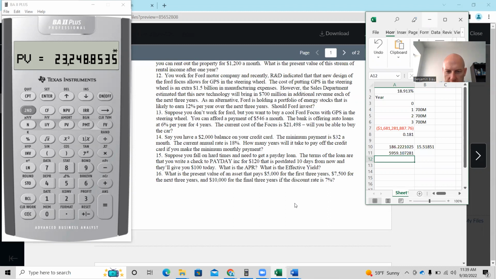You write a check to Payday Inc. for $120 that is post-dated 10 days from now, and they'll give you $100 today. We need to figure out what the APR is and what the effective yield is.